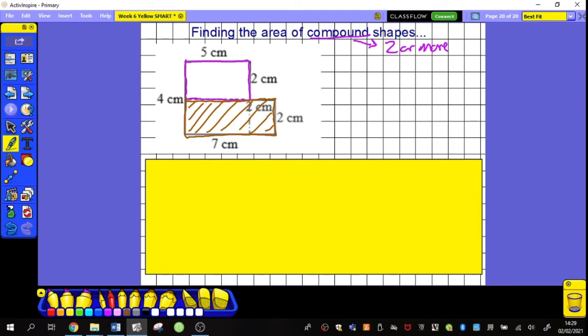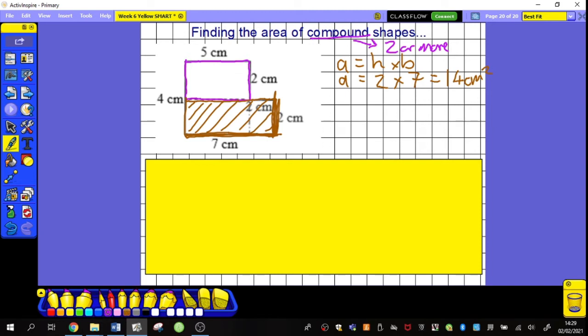So to find my brown rectangle here, I'm going to find the area of that. I'm going to be doing the height times the base. So the area equals height times the base, just a reminder. So my area is going to be the height of this one is 2 down this side, the base is 7 down the bottom. So the area of my brown shape will be 14 centimeters squared.